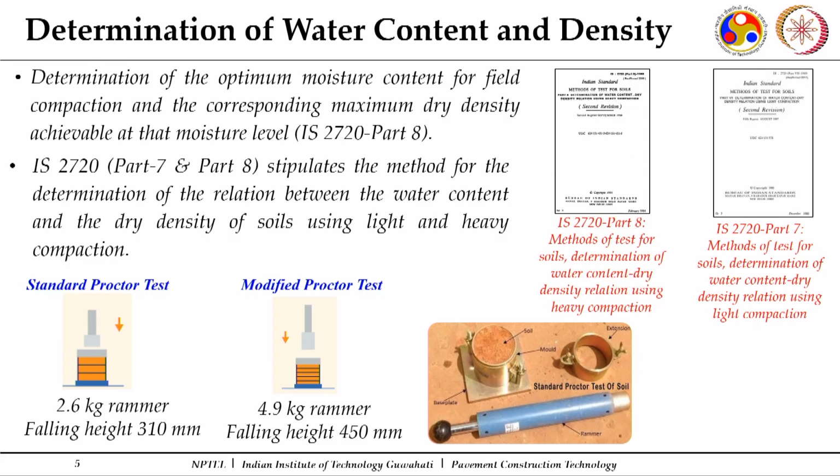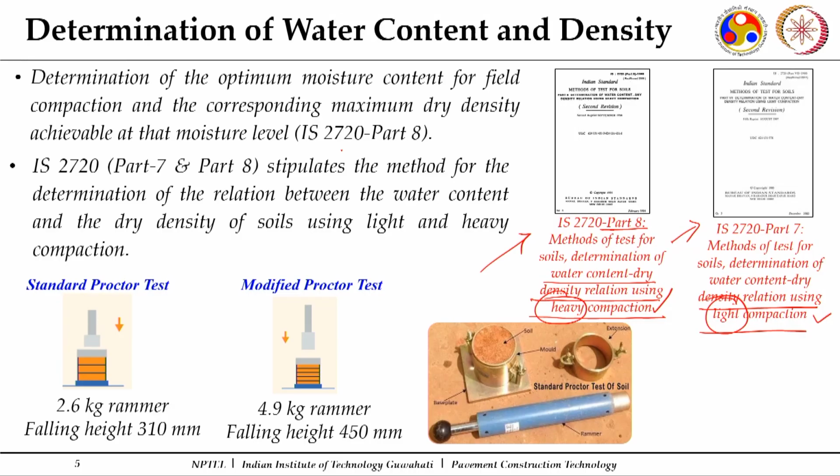Now, the coded provisions which are followed for this are IS 2720 Part 8 and IS 2720 Part 7. The difference is specifically in terms of the compactive effort which is used. IS 2720 Part 8 says method of test for soil, determination of water content dry density relationship using heavy compaction, and the other one says it is using light compaction. So, it is the compactive effort in which Part 8 and Part 7 mainly differ.